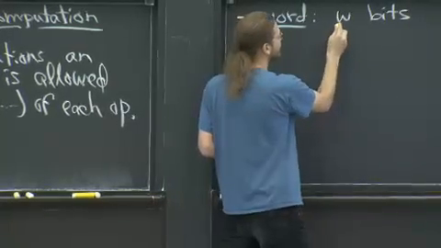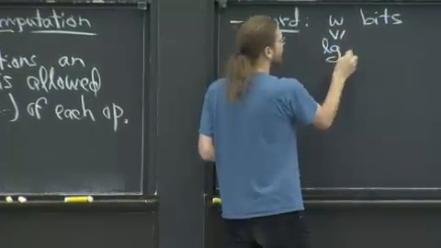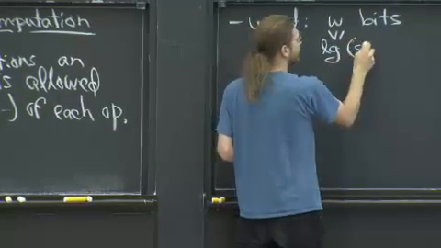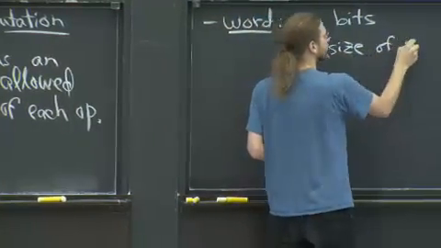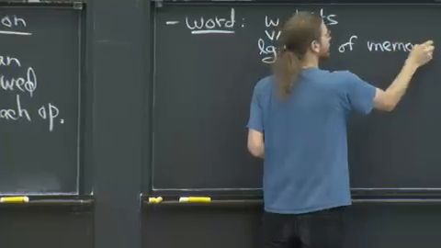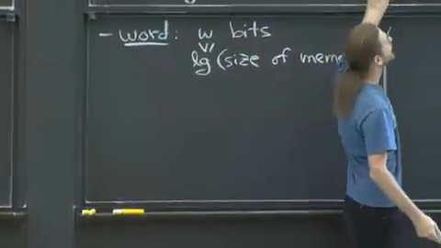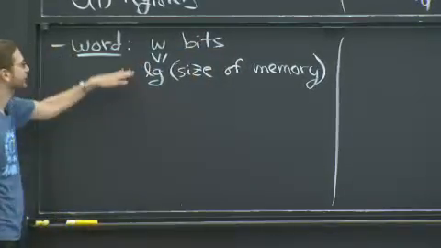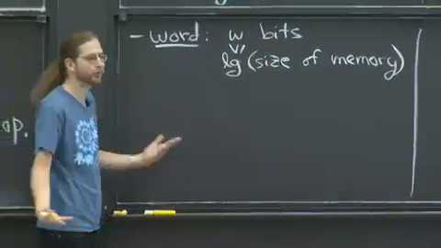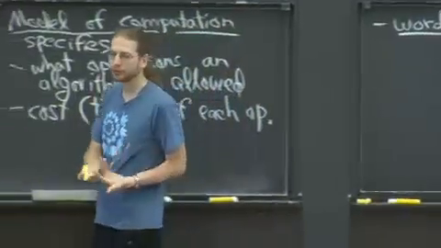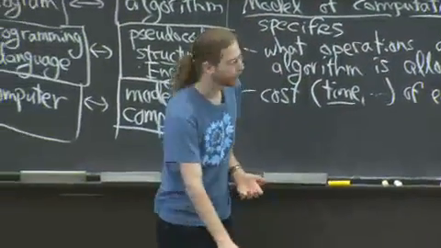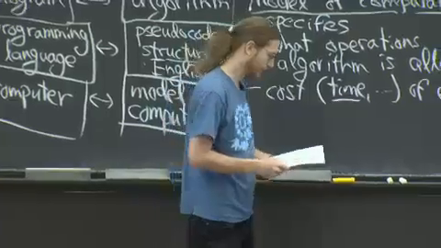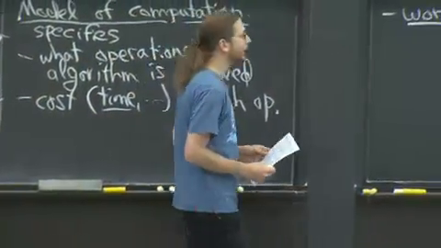You know some things, like W should be at least log the size of memory, because a word should be able to specify an index into this array. And we might use that someday, but basically don't worry about it. Words are words. Words come in as inputs. You can manipulate them, and you don't have to worry about it. Okay, for the most part.